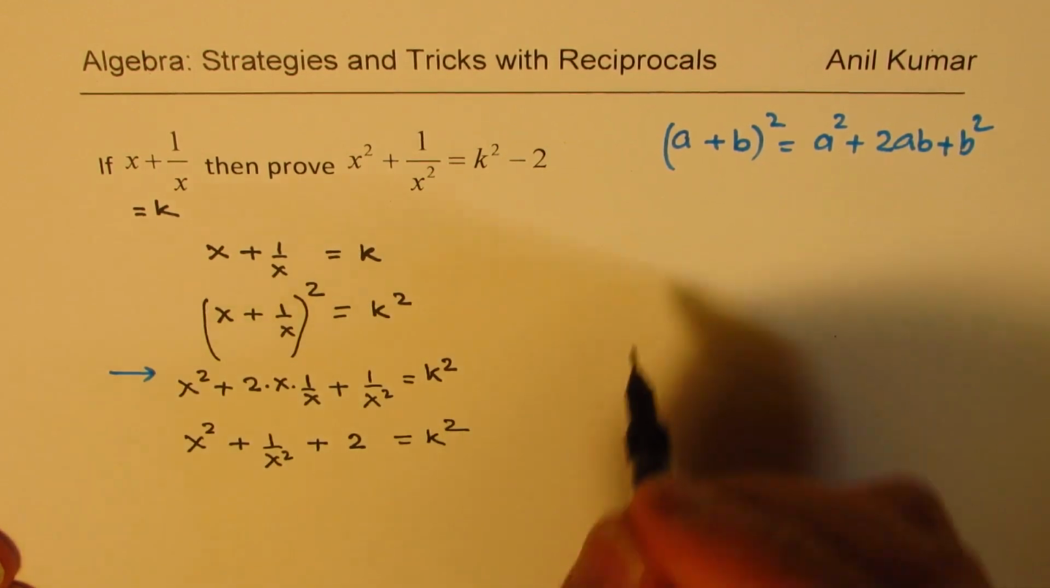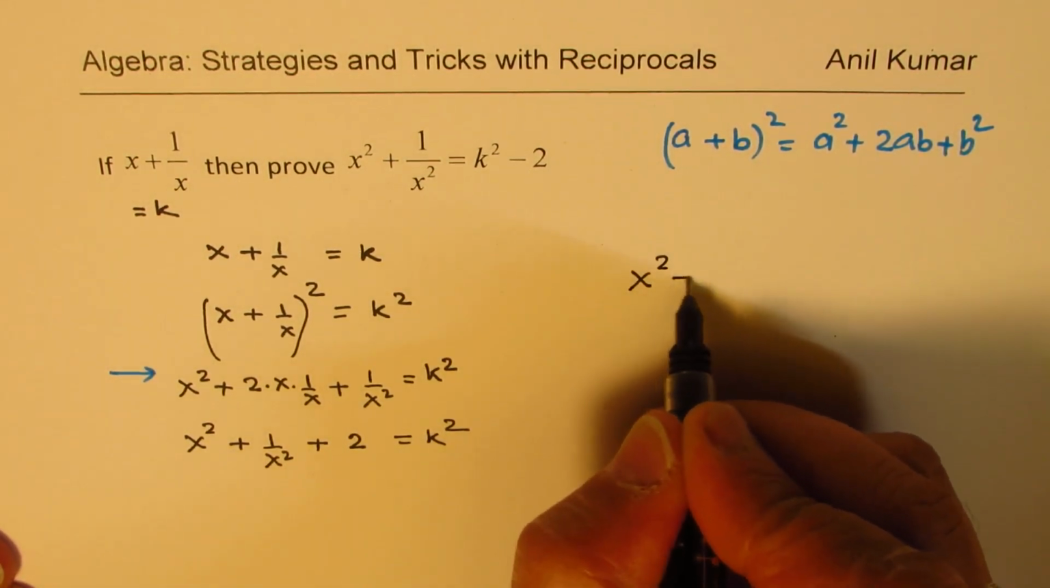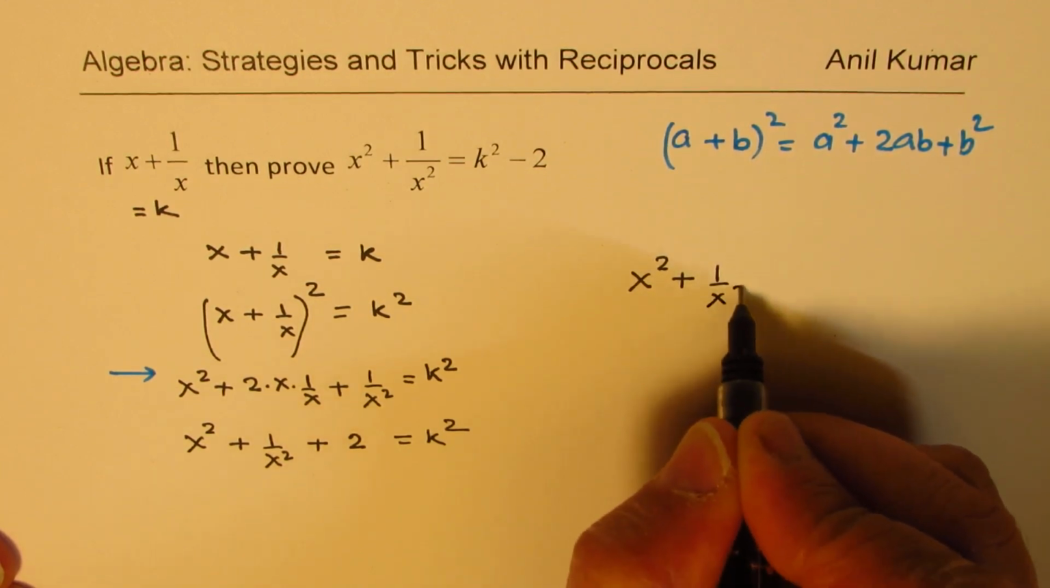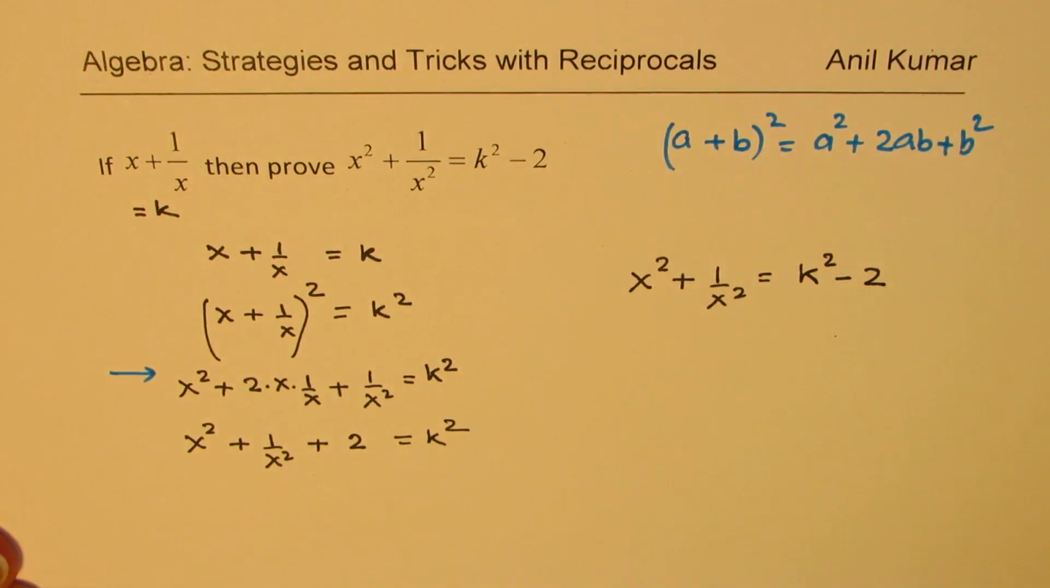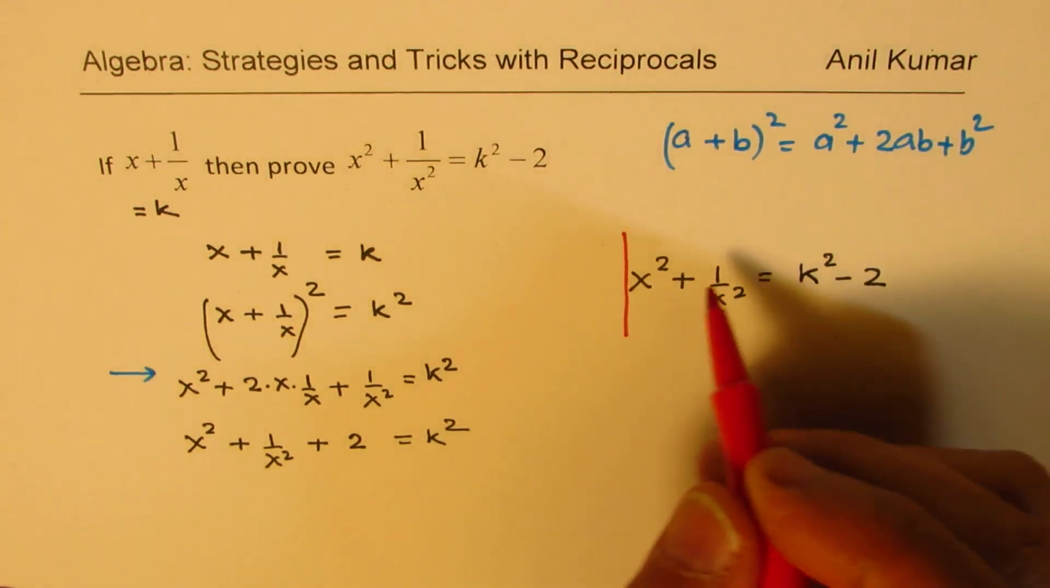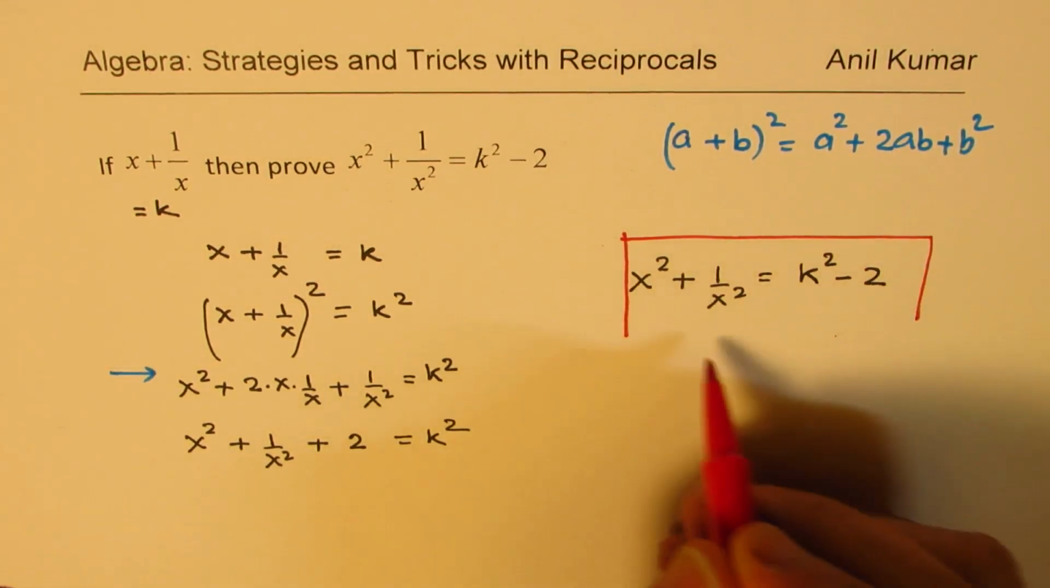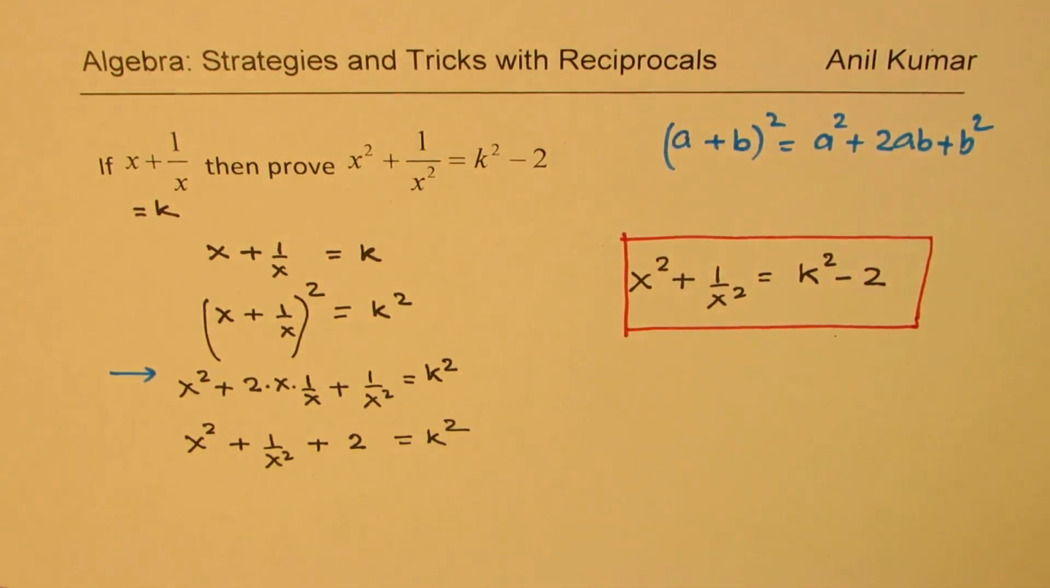And so we get our formula, which is x square plus 1 over x square is equal to k square minus 2. Does it make sense? It's such a simple derivation, right? So I hope you can remember this, and when you have a multiple choice question based on this, you can just apply the formula and get the result in a few seconds.